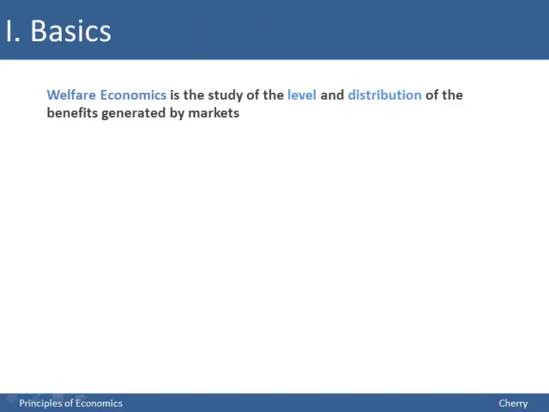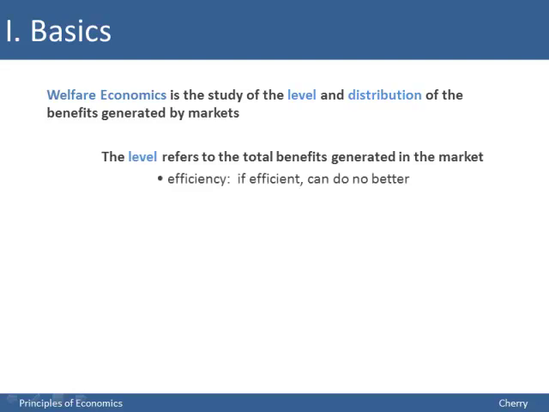So first, let's begin with restating what welfare economics is. It's the study of the level and distribution of the benefits generated by markets. And those benefits are measured or referred to as welfare. The level refers to the total benefits generated in the market. So what level of benefits does the market generate? And this returns us to the concept of efficiency, because if those benefits generated by the market are as large as possible, then the market is considered to be efficient.